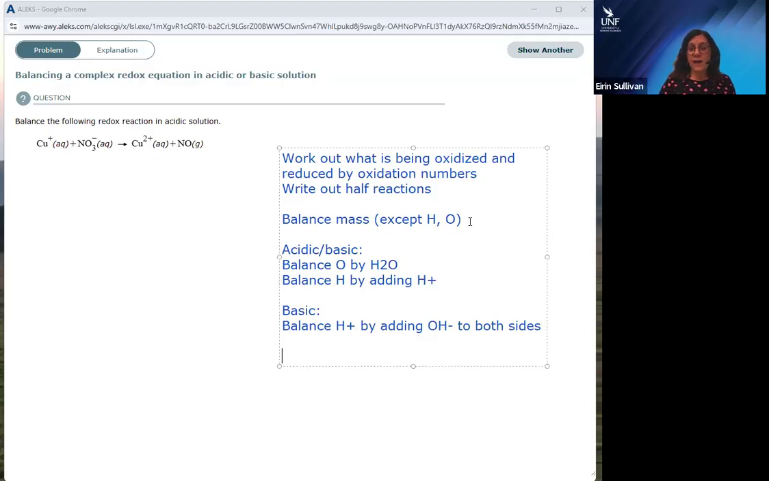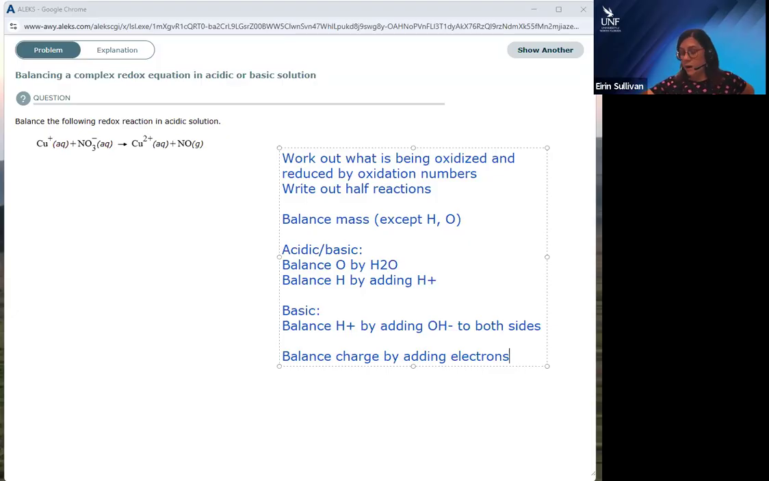Then for any process, whether it's acidic, basic, or neutral, you need to balance charge, making sure you've got the same charge on each side by adding electrons. Oxidation is loss of electrons. For the oxidation half reaction, a good check is that you should be adding electrons to the product side because it's losing electrons. Reduction is gain of electrons, so any electrons you add for the reduction half reaction should be added to the reactant side.